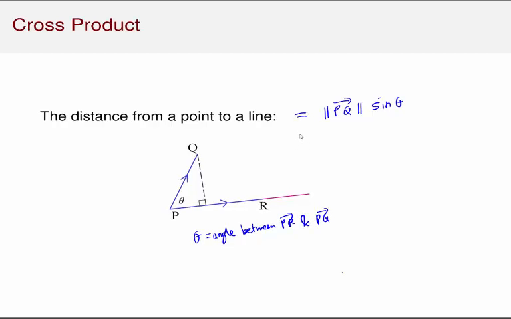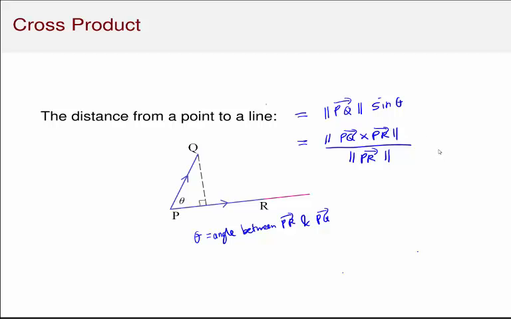If we like, we can rewrite this expression using the cross product angle formula, giving us the length of the vector PQ cross PR divided by the length of the vector PR. So we have arrived here at the formula for the distance from the point Q to the line passing through P and R.